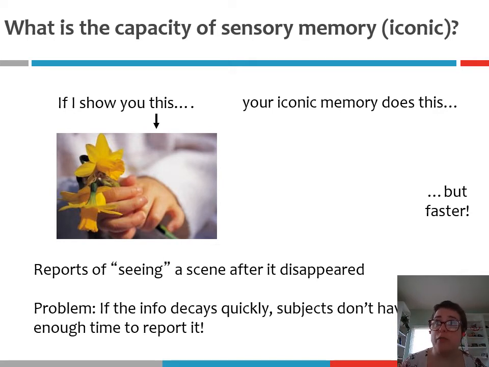So Sperling thought, well, what could be happening is people see the whole array, but it decays or disappears before they have time to report it. And when I say disappears, it disappears from their sensory memory, right? Because in order for something to be held in mind, like we just saw in the modal model, right, you have to pay attention to something.